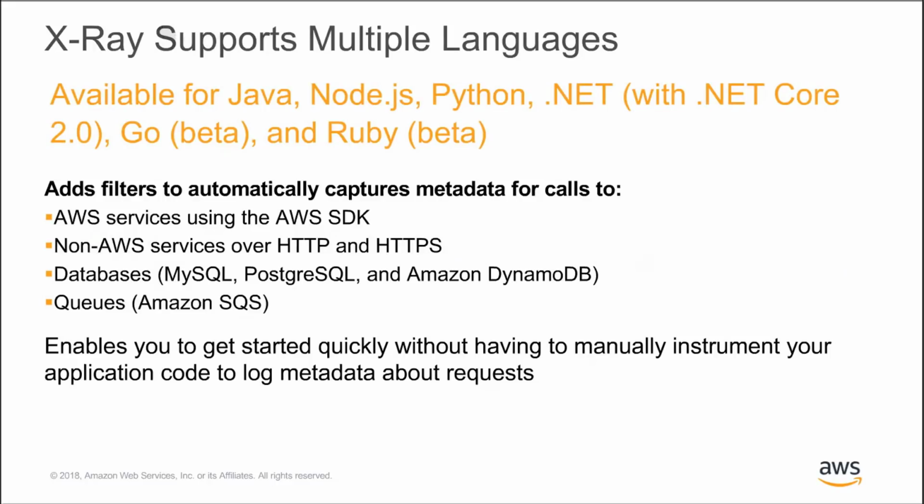AWS X-Ray supports multiple languages. It's very much integrated as part of the standard AWS SDK. So whether you are using Java, Node, Python, .NET with .NET Core 2, Go, which is in beta, and Ruby, which is in beta support, is available. One of the cool things is how you can easily add filters to automatically capture metadata. You can just say, show me the responses only going to the database, or show me the traces only for Amazon SQS. You can also include traces for non-AWS services over HTTP and HTTPS. You really can easily instrument your application, and then you start generating that trace information for your applications.